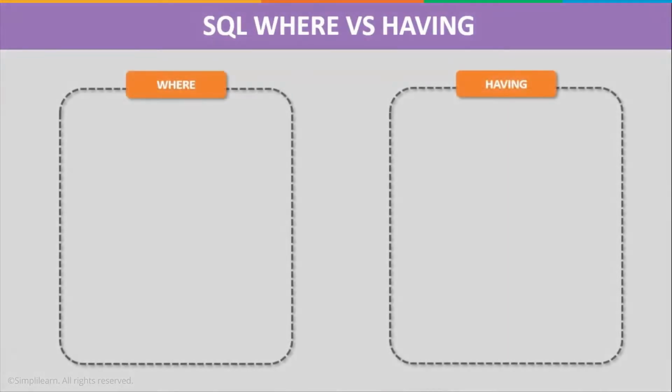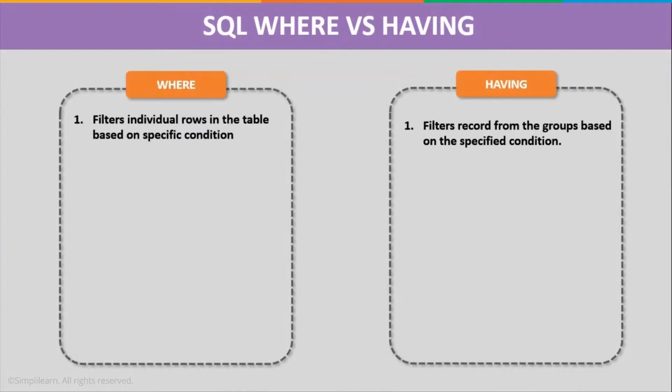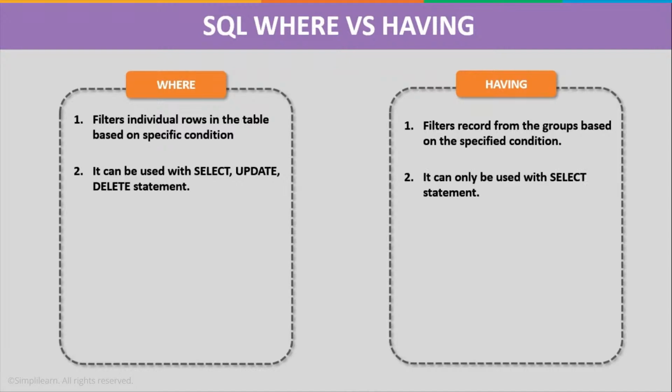Let us now look at the differences between these two clauses, that is the SQL WHERE and HAVING clause. The SQL WHERE clause basically filters the individual rows in the table based on a specific condition, whereas the HAVING clause filters groups instead of one row at a time. As discussed earlier, WHERE can be used with SELECT, UPDATE, DELETE statements, whereas the HAVING clause can be used only with the SELECT statement.